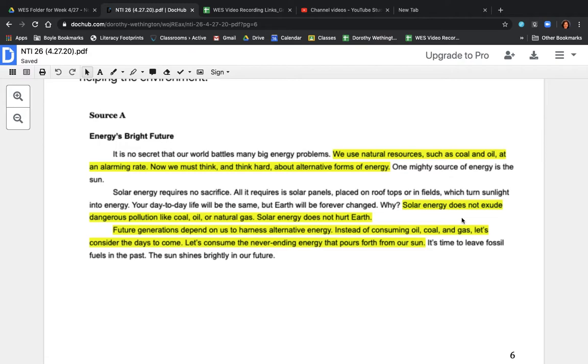Why? Solar energy does not exude dangerous pollution like coal, oil, or natural gas. Solar energy does not hurt Earth. Future generations depend on us to harness alternative energy. Instead of consuming oil, coal, and gas, let's consider the days to come. Let's consume the never-ending energy that pours forth from our sun. It's time to leave fossil fuels in the past. The sun shines brightly in our future.